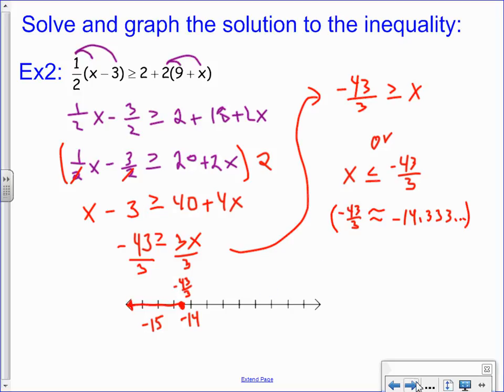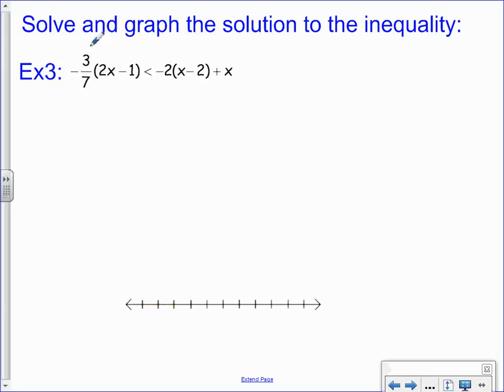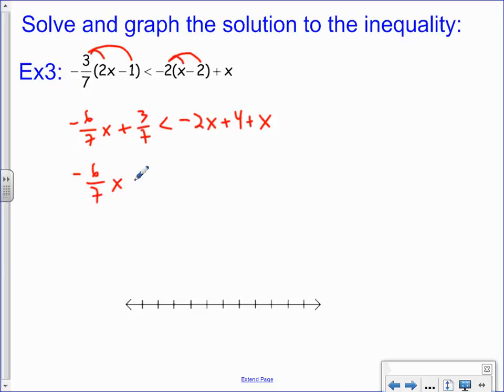All right, here we go. More fun. Distribute again. So that'll give you negative 6 over 7x plus 3 over 7 is less than. Distribute over here. You get negative 2x plus 4 plus x. Notice this side, you can combine some like terms. So let's keep the left. And this will be a negative x plus 4 on the right.